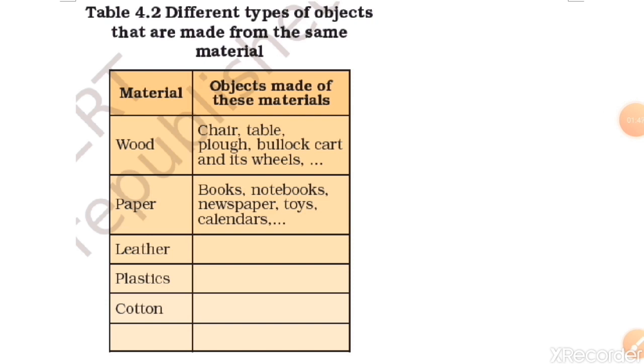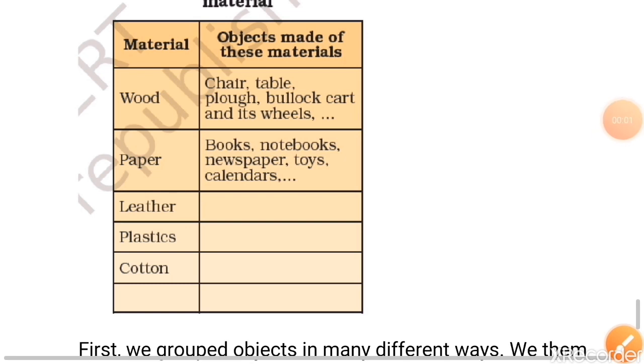Now in the first column we have mentioned the material, and in the second column we will write objects made of these materials. The things made of wood are chair, table, plow, bed, doors, windows, many more. Next one is paper. Books, notebooks, newspapers, toys, calendars. These are the things which are made of paper. Next, leather. Belt, bag, jacket, shoes are made of leather.